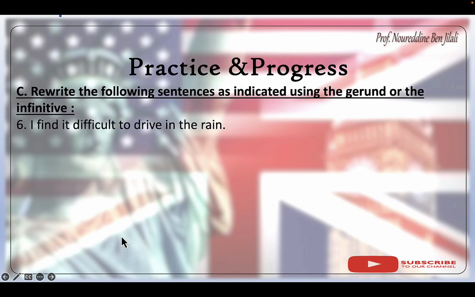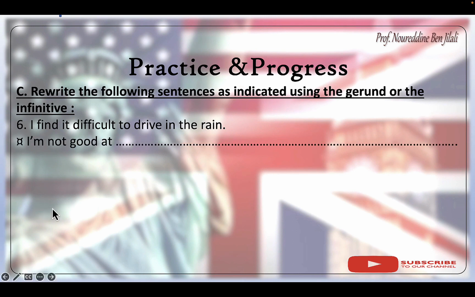Number 6. I find it difficult to drive in the rain. We need to rewrite this sentence starting with "I'm not good at." So the adjective good at is followed by a gerund. The verb that we need is drive, so we can say, I'm not good at driving in the rain.